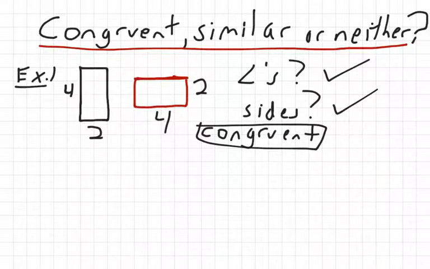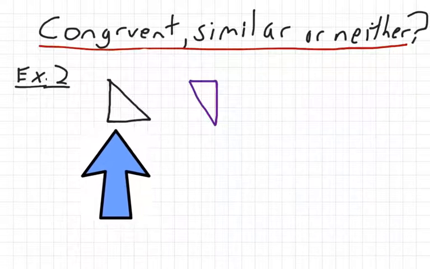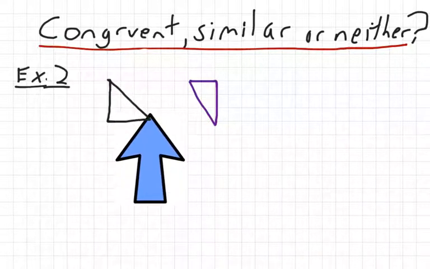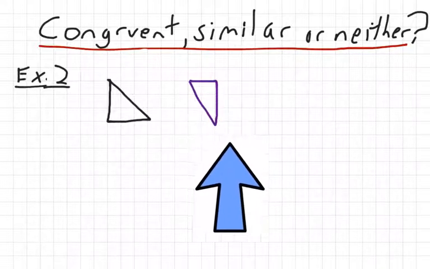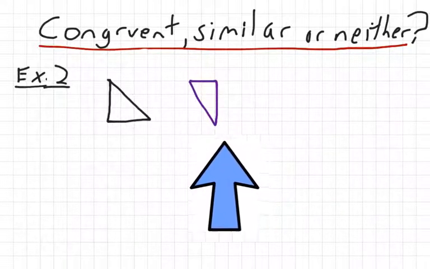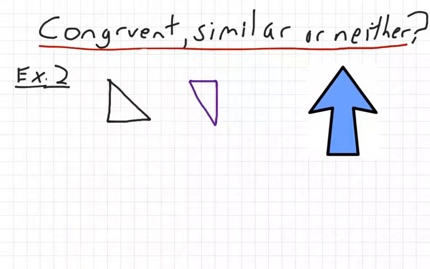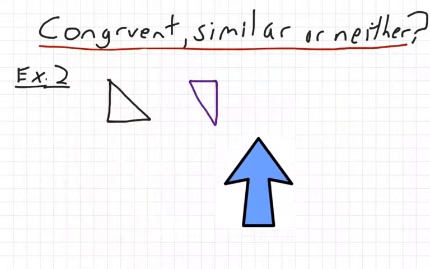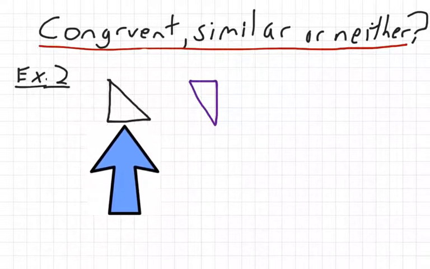Alright, now let's try another example. Let's draw the first figure. It's just a right triangle. And the second figure is also a right triangle, but it's kind of upside down from the other one. And now as you're drawing them, we're going to go ahead and fill in how far each measurement is, or the distance of each side.